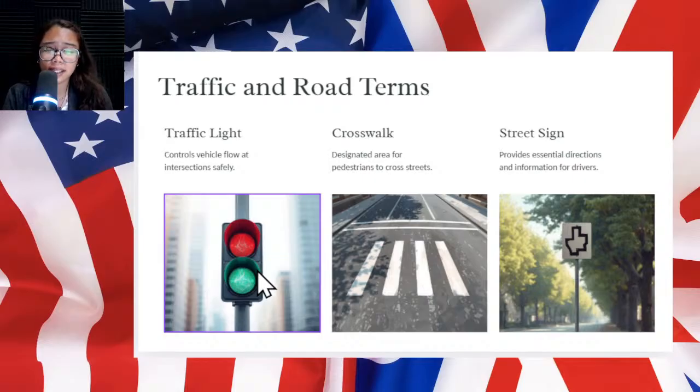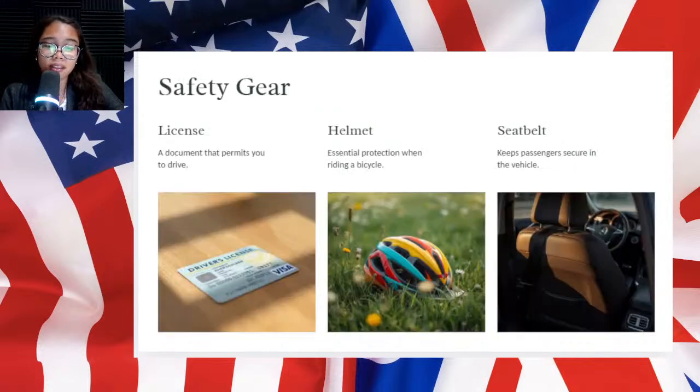First is the traffic lights, and then the crosswalk where the pedestrians are going to walk, and then last one is street sign. Okay. After that, we ended with safety gear, which includes the license, the helmet, and the seat belt.